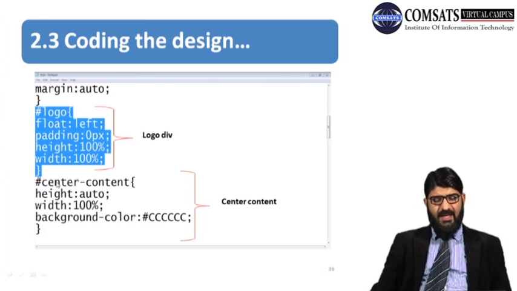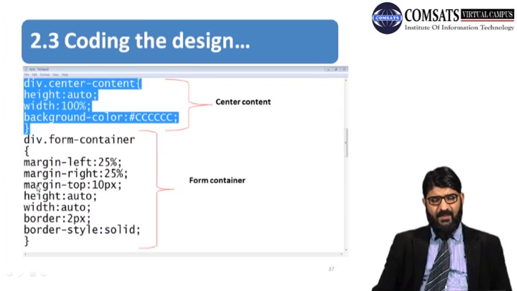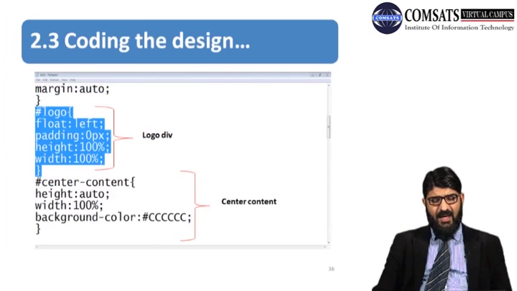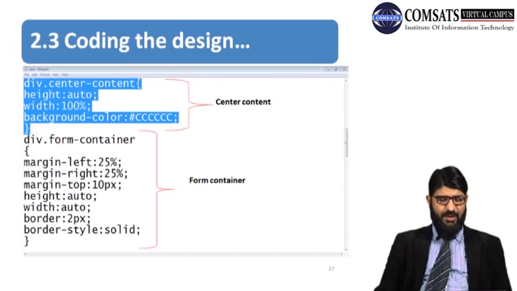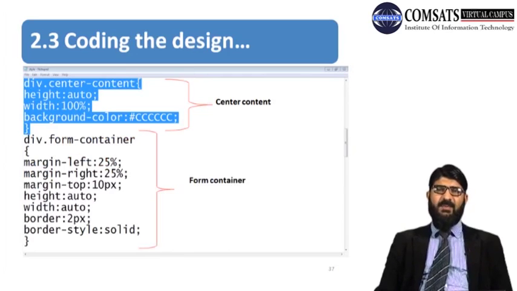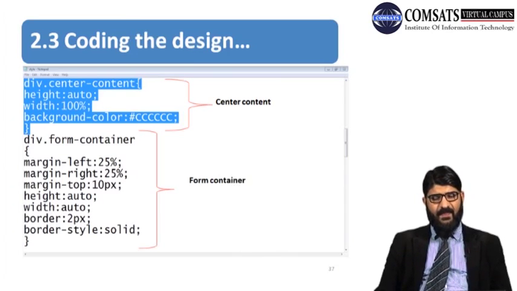and after that there is a center content div. So if you do consider, there is a center content div, and then the height ratio is mentioned auto, and width is given in terms of percentage, and background color is mentioned with hash code of the color. Now the next div is form container div.